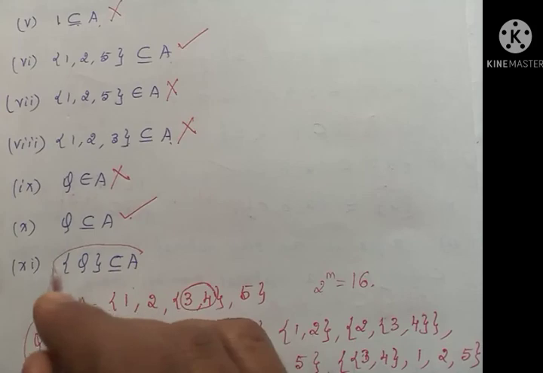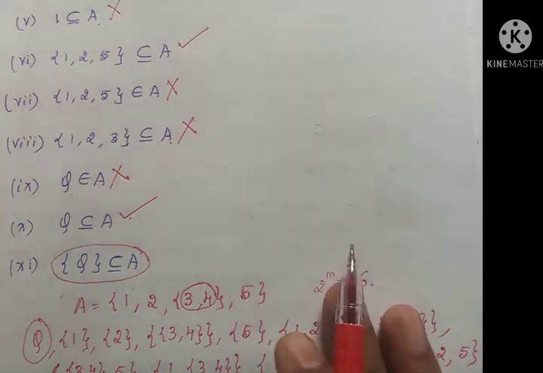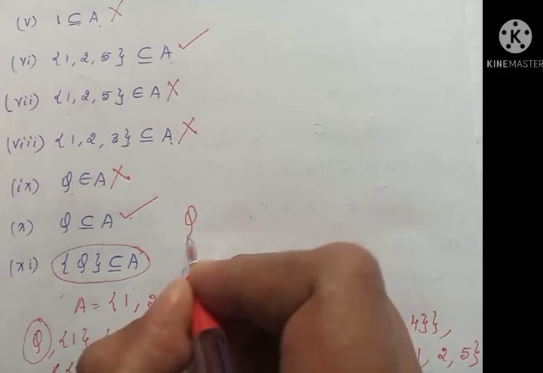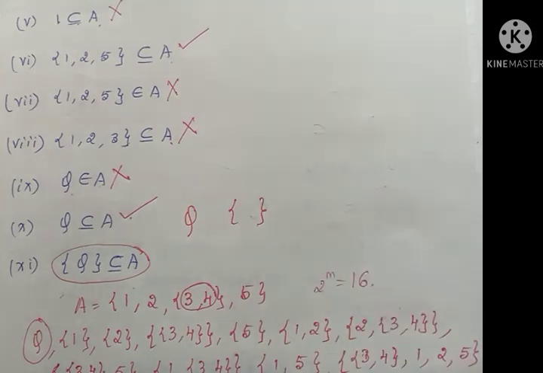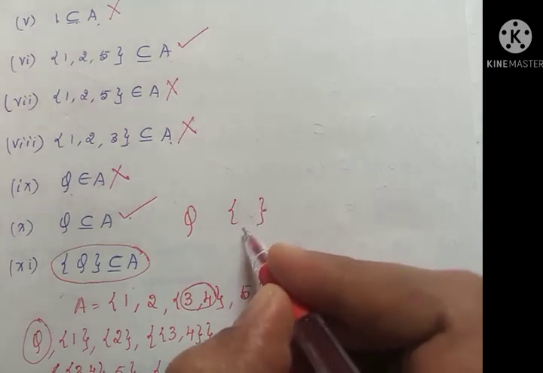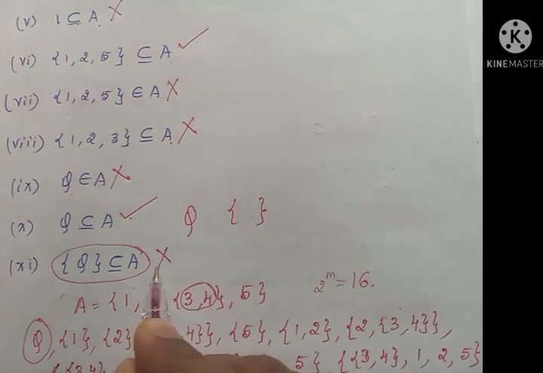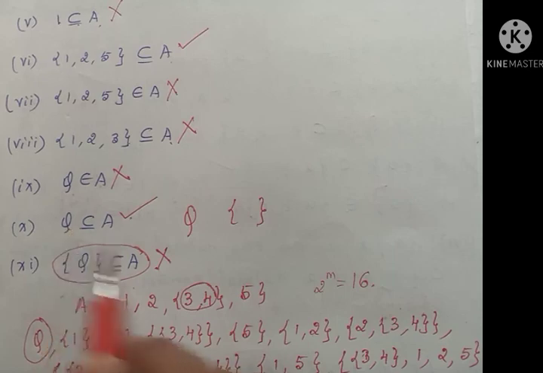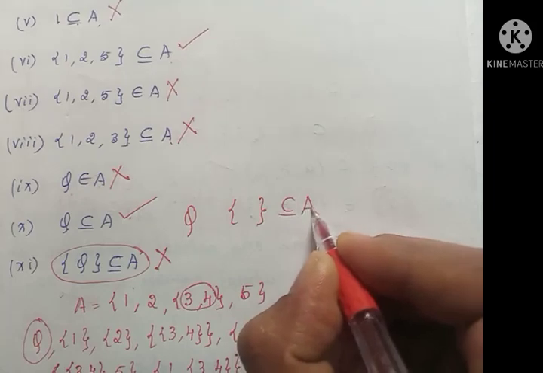What about this last one? Is this a subset of A? You know that if a set is empty, either we write that by using this symbol, or we write simply a bracket. There is no element in that. If I write anything within this bracket, that does not indicate the empty set. Therefore, this is a wrong statement. We can't write like this. Either we should write like this, or write the flower bracket is a subset of A.